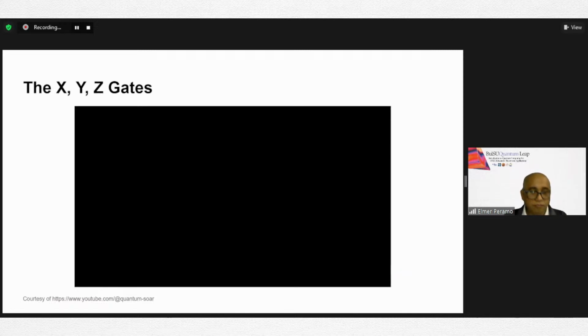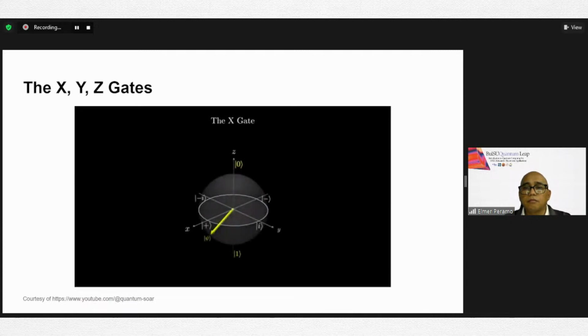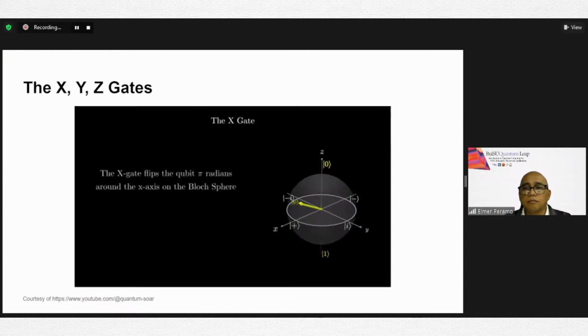With classical computers, we use logic gates to process data. With quantum computers, we still use gates to change the states of our qubits. If a qubit is in the 0 state and we apply the X gate to it, it flips to the 1 state. Let's try a qubit that is halfway between 0 and 1. Try and see if you can figure out what the X gate is doing. As you can see, the X gate flips the qubit 180 degrees or pi radians around the x-axis.